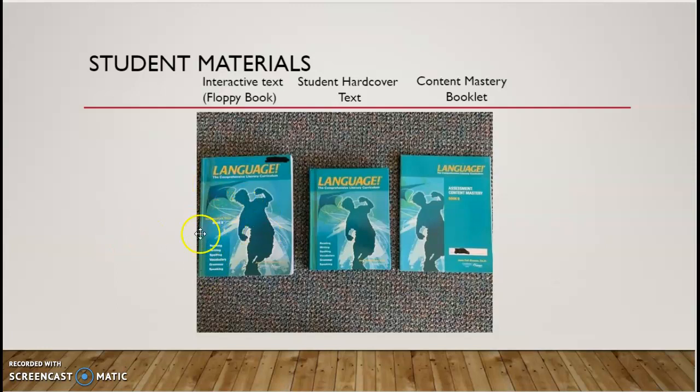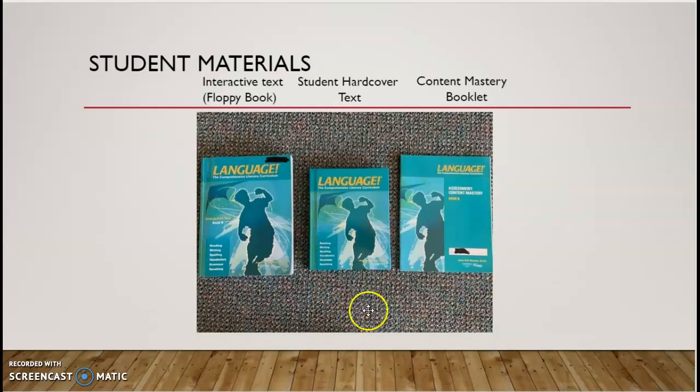The first book right here is the student's interactive textbook or floppy book, as many of us call it. This is the book your students will be utilizing most and will be written in daily. Teachers will teach from slides that correspond to each page of the interactive text. After a teacher models and practices a skill with students, students will complete the remainder of the page on their own usually. Each teacher may have their own way of collecting your child's work in this text, so it's important to keep it in a safe place.